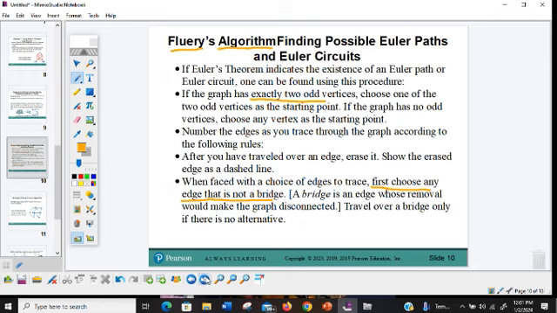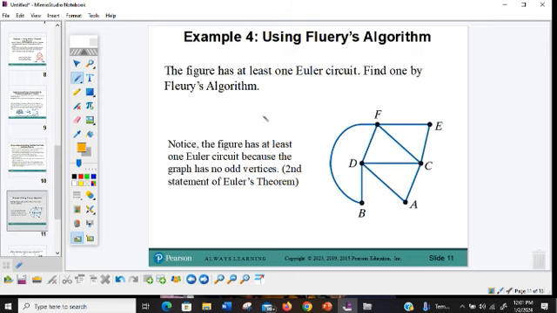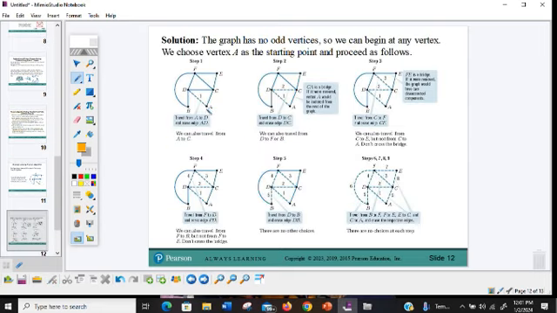So let's look at one that they did. On this one, they said use Fleury's algorithm to find one of the Euler circuits. Now, all of these have evens. So I believe on the next slide, they're going to choose to start with A. So let's look at it. They went from A to D. So that's their first one, A to D. That's their step one, and then they took this out. That was not a bridge.